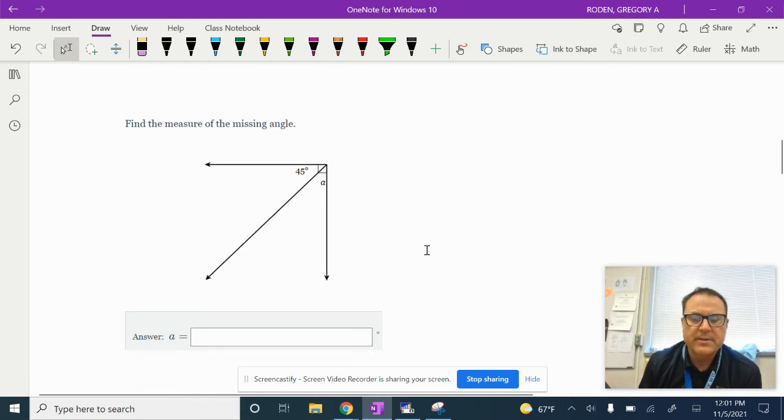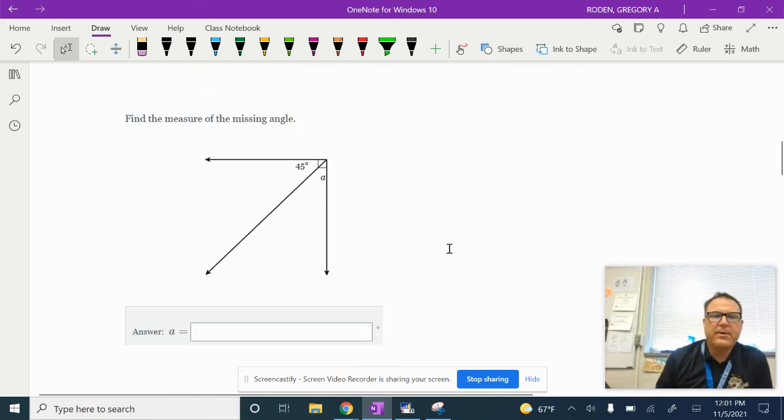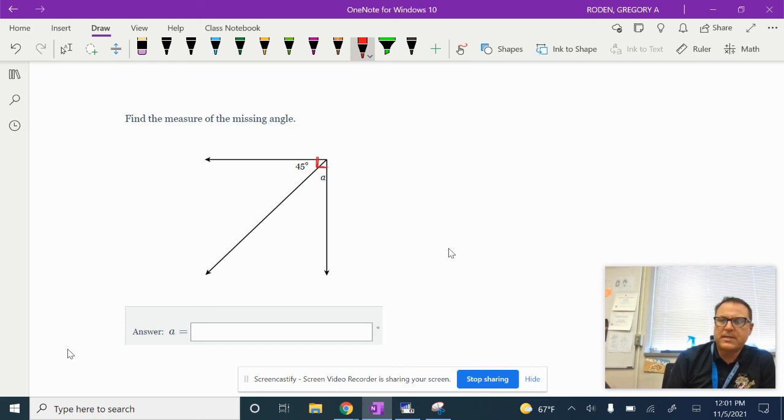All right, let's take a look at example number 3. Example number 3, ladies and gentlemen, deals with this thing called a right angle. Right angles are boxes in the corner. See that box in the corner right there? That means it's a 90-degree angle.